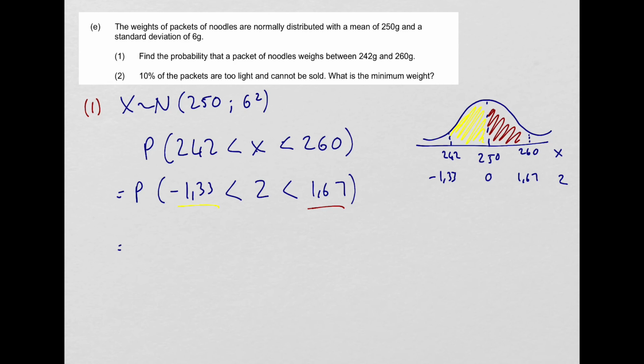Okay, so the distribution table for 1,33, and I'm just checking it myself, 1,33 is 0,4082, and then 1,67 is 0,4525. All right, and we add those together and we get 0,8607.